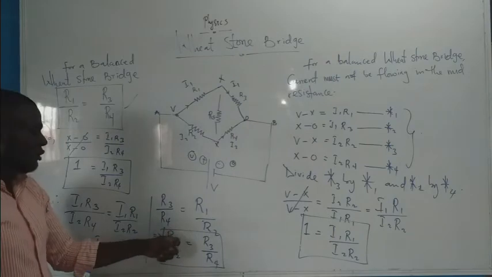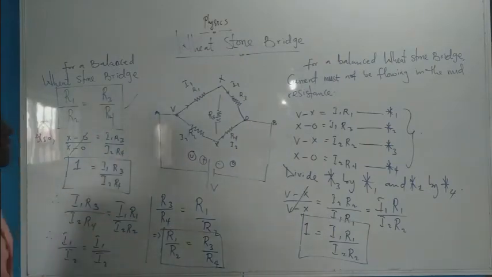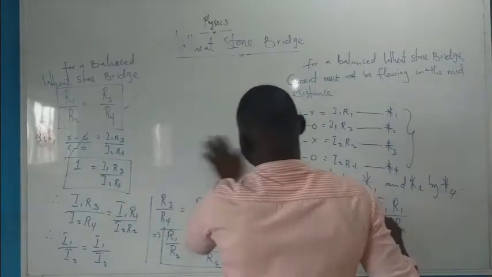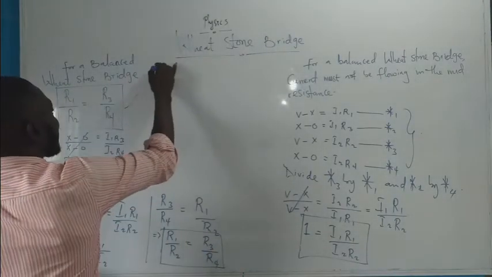So this is the formula for calculating an unknown resistor in a Wheatstone Bridge. That's the formula. So let's look at one example of that. Question 1.